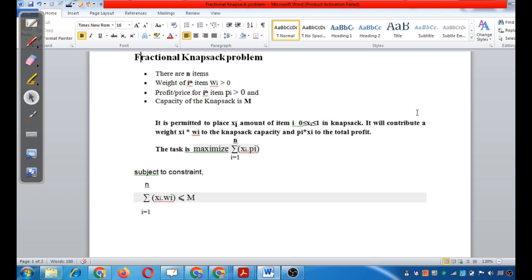The fractional knapsack problem. There are n items. The weight of the ith item is Wi, which is greater than 0, and given the profit or price of the ith item Pi, which is greater than 0, the capacity of the knapsack is M.